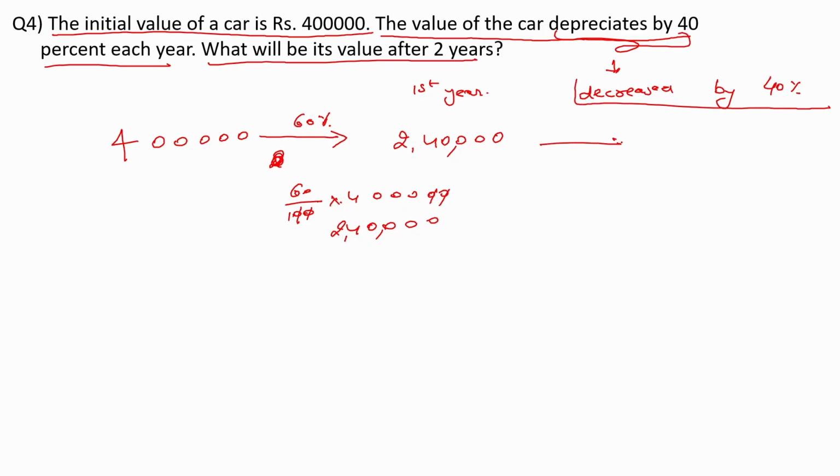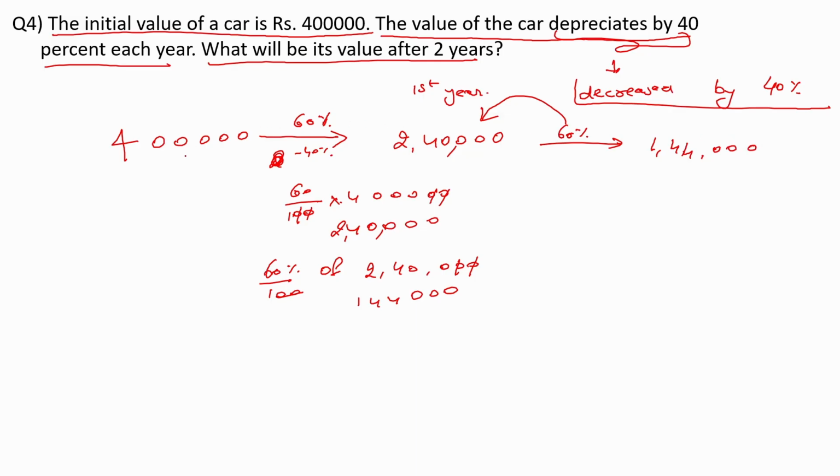And in the second year, the value of the car again depreciates by 40%, and that would leave me with 60% of its previous value. So the previous value is 2,40,000, and 60% of 2,40,000: 6 into 24 gives me 144 and then 3 zeros. So 60% of 2,40,000 is 1,44,000. So the final value of the car would be 1,44,000.